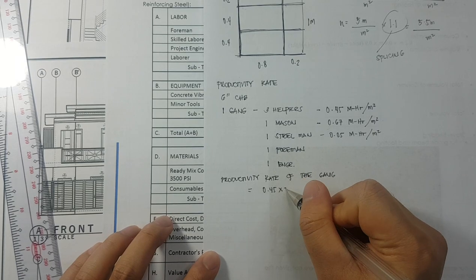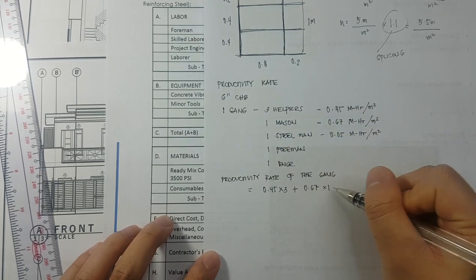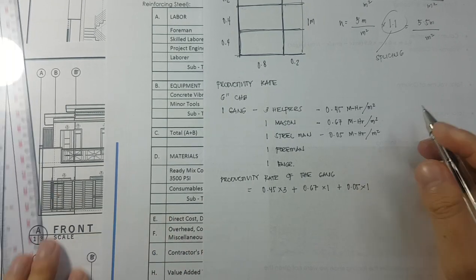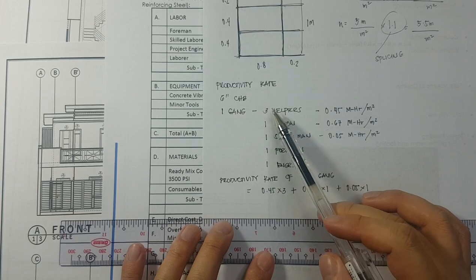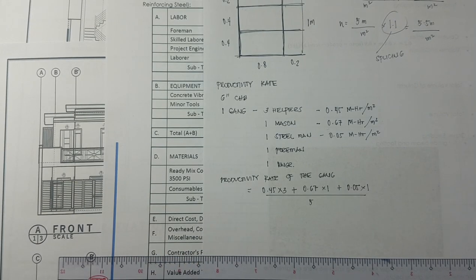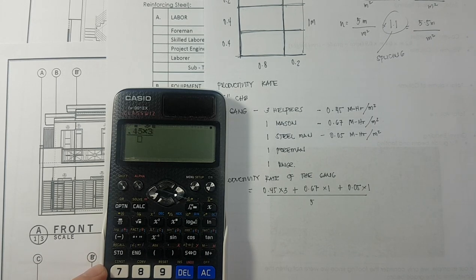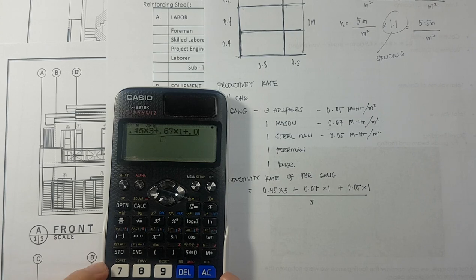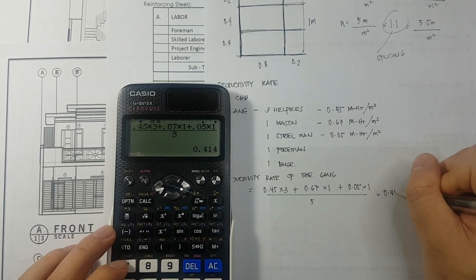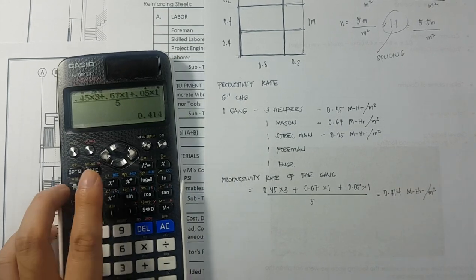0.45, ilan sila? Tatlong helper. So, times 3 plus yung mason natin, 0.67, ilan siya? Times 1 plus you have our steelman, 0.05 times 1, isa siya. Na ngayon, ilan sila? So, you have 1, 2, 3, 4, 5. Divided by 5. Okay? Therefore, our productivity rate is equivalent to 0.45 times 3 plus 0.67 times 1 plus 0.05 times 1 divided by 5. And that is equivalent to 0.414. And that is man-hour per square meter.